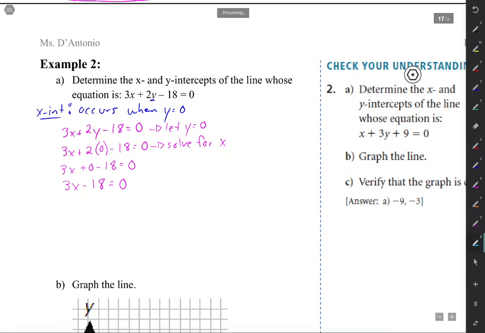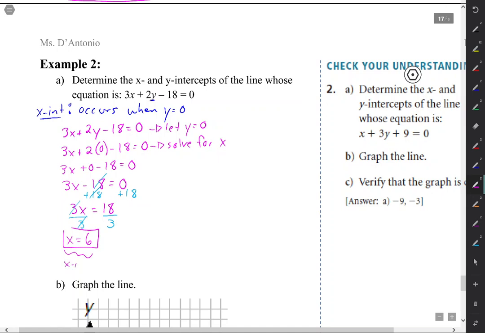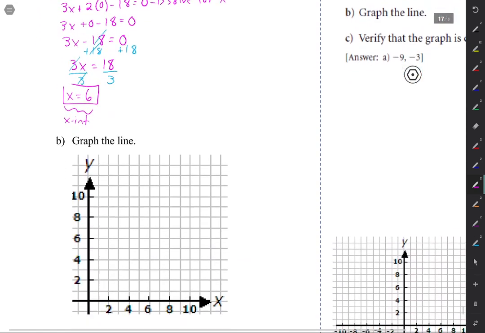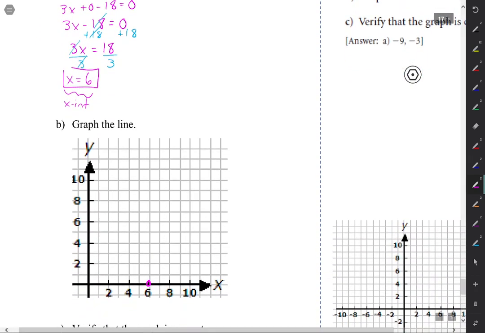So we're going to add 18 to both sides of the equal sign, because that's going to cancel this one out, and we're going to be left with all the x's on one side. So 3x is equal to 18, and then we got to get rid of that 3 next to the x. So I'm going to divide both sides by 3. So our final answer here is x is equal to 6, and therefore that is the x-intercept. So if I were to put this on the graph, because step B says to graph the line, well, we know the x-intercept is right here. So I'm going to put that there, and that coordinate point is 6, 0.